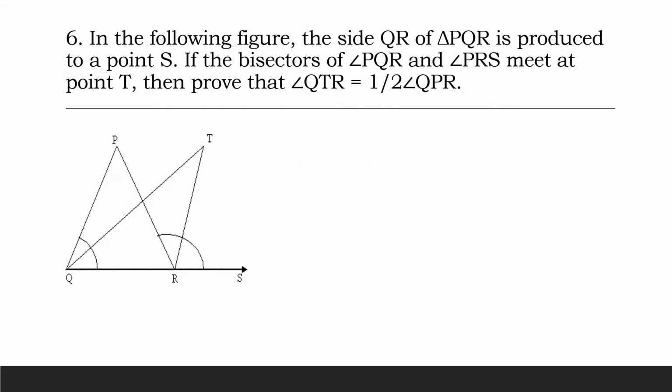In the following figure, the side QR of triangle PQR is produced to a point S. If the bisectors of angle PQR and angle PRS meet at point T, then prove that angle QTR is equal to half angle QPR. First look at the figure.